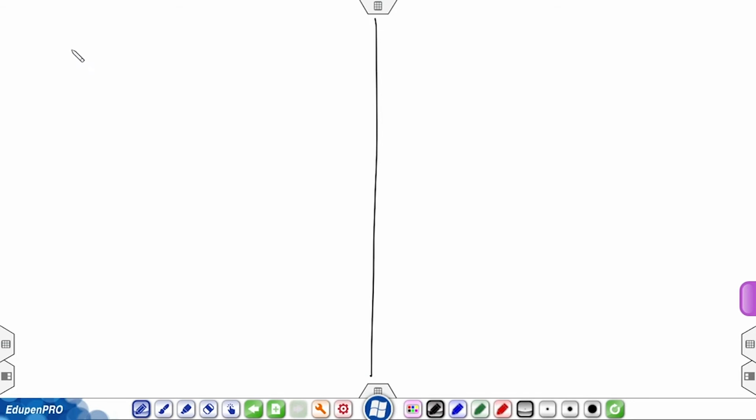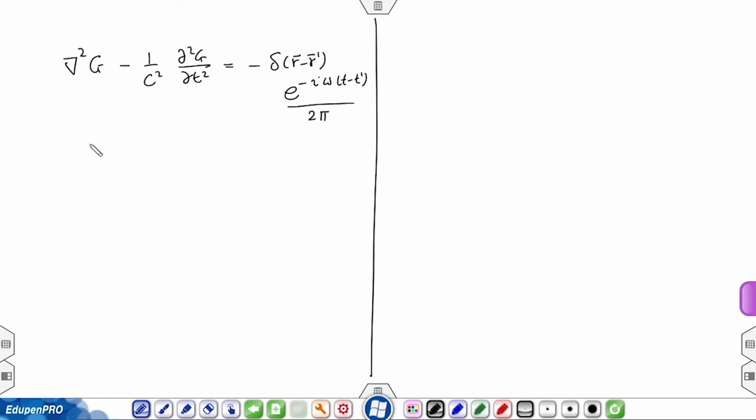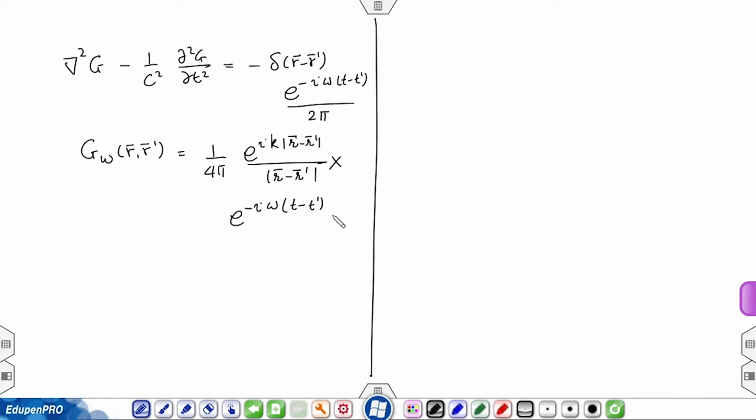Once we have that, then I can write the solution of this equation, g minus 1 over c square d 2 g over dt square equals minus delta r minus r prime e raised to minus I omega t minus t prime, and there was a 2 pi also here, as g omega r r prime equals 1 over 4 pi e raised to I k modulus r minus r prime over r minus r prime times e raised to minus I omega t minus t prime over 2 pi. Keep in mind that k is omega over c.